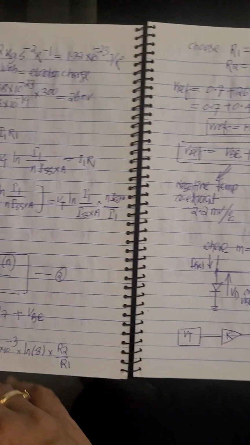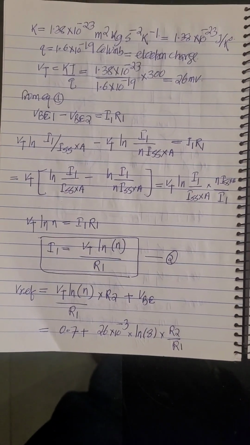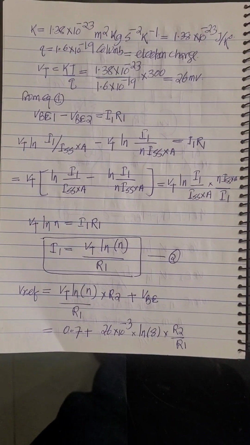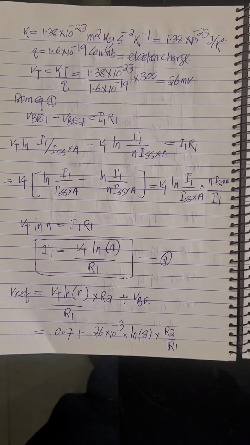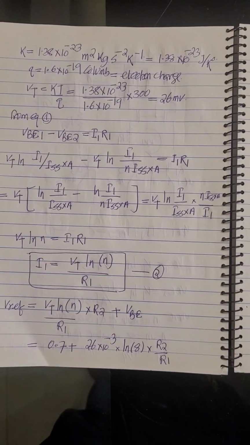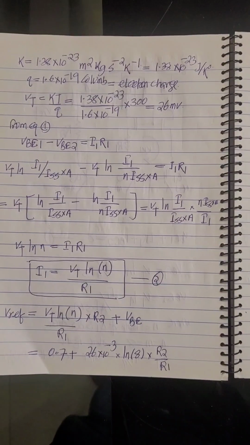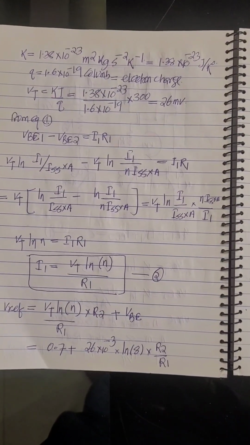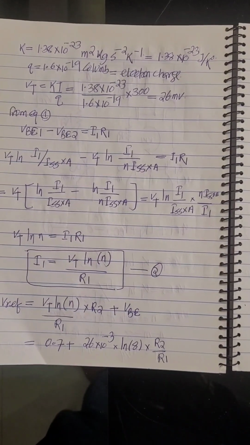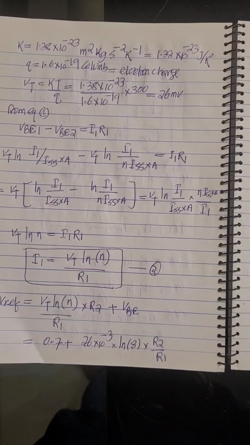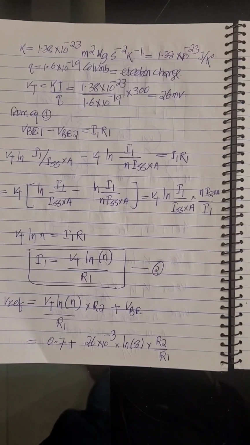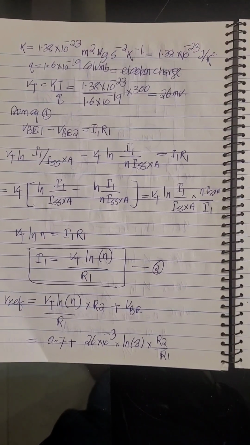Now go to the next page. So now the k value we know is 1.38 times 10 to the minus 23 meter square kg per second square per Kelvin, equal to 1.38 times 10 to the minus 23 joule per Kelvin. So now q equal to 1.6 times 10 to the minus 19 coulombs is the electric charge, and Vt equal to kT by q, which equals 1.38 times 10 to the minus 23 divided by 1.6 times 10 to the minus 19 multiplied by 300, equal to 26 millivolt. So Vt is equal to 26 millivolt.